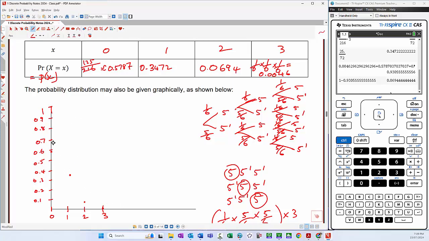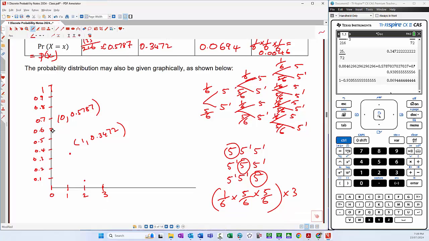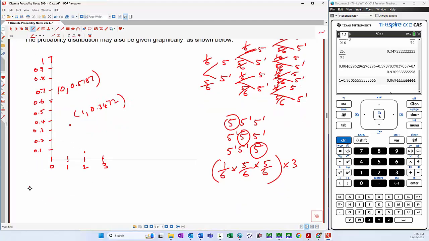Okay, so these are our values. Here you can mark them as individual points if you want. 0, 0.5787. You don't have to do this. 1, 0.3472, etc., etc. Now, what we are not going to do here is join the dots. So we don't draw a curve over the top of these because this is discrete data. Okay, so it's very important.